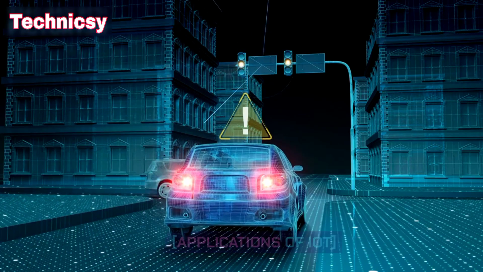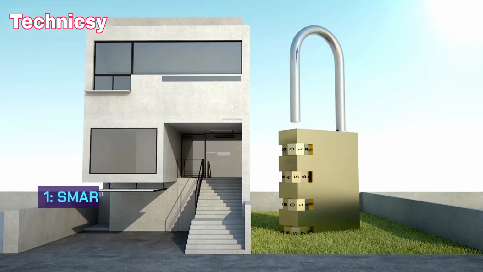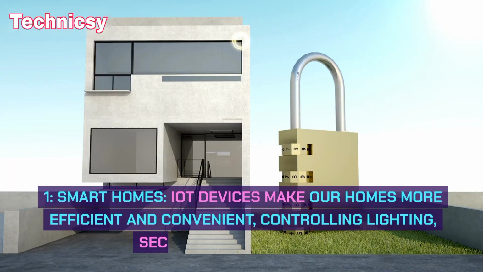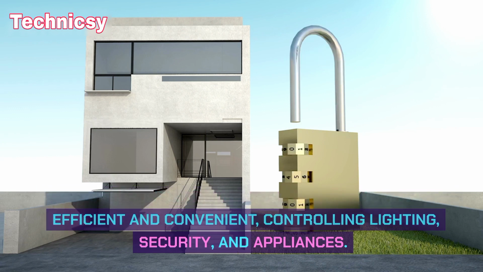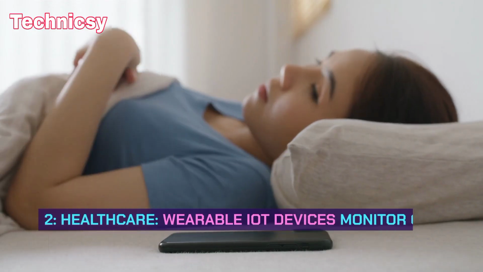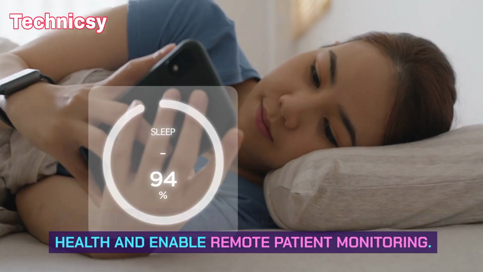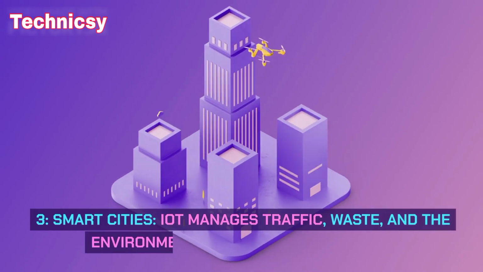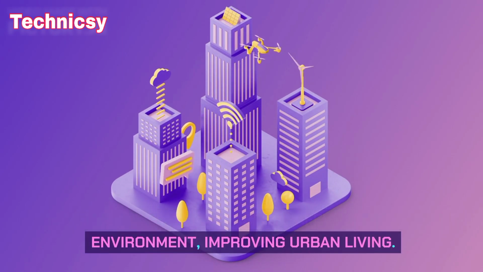Applications of IoT. Now, let's explore the exciting applications of IoT. 1. Smart homes. IoT devices make our homes more efficient and convenient, controlling lighting, security, and appliances. 2. Healthcare. Wearable IoT devices monitor our health and enable remote patient monitoring. 3. Smart cities. IoT manages traffic, waste, and the environment, improving urban living.